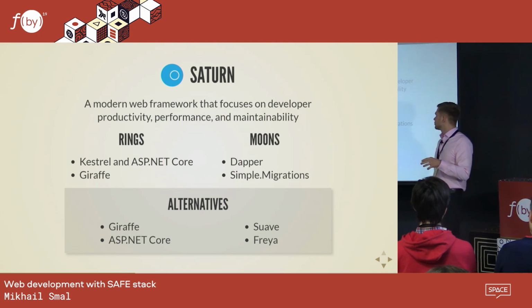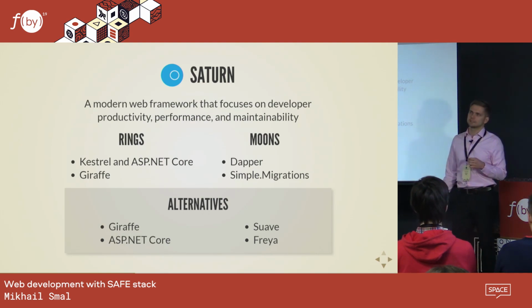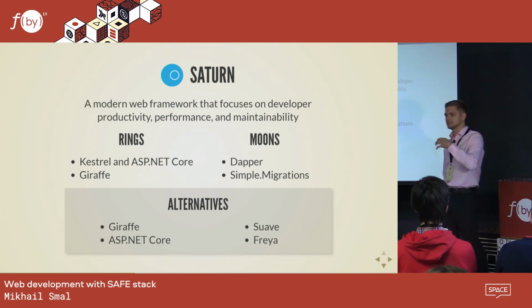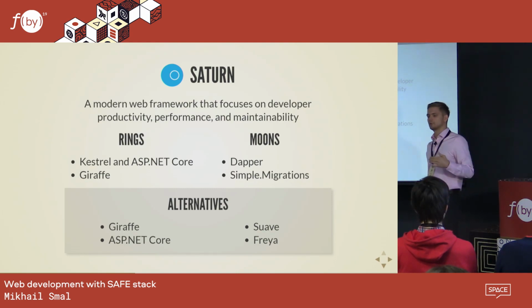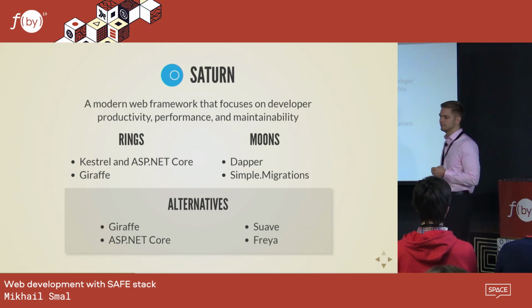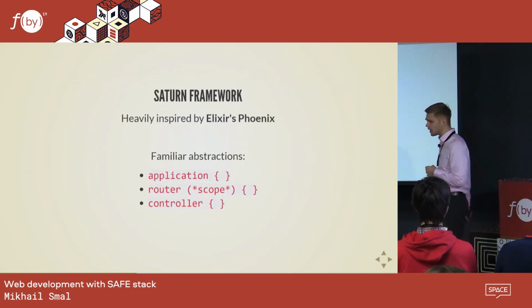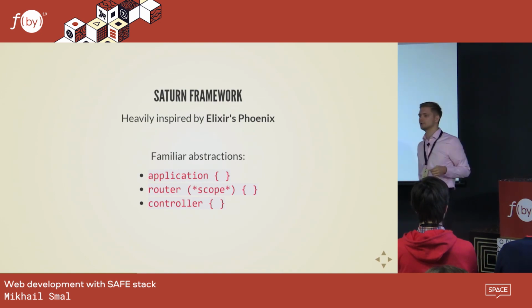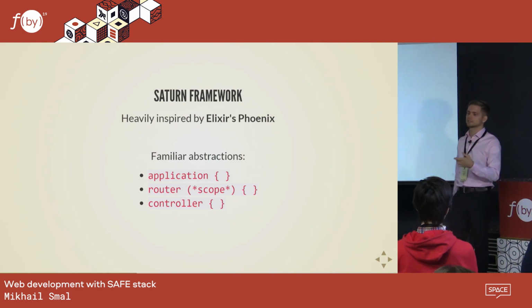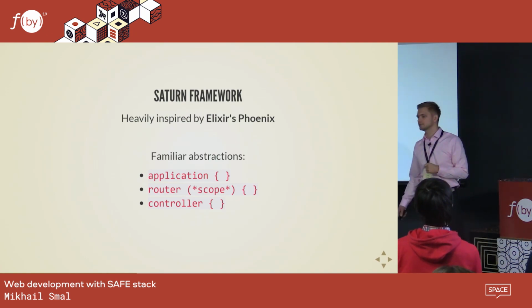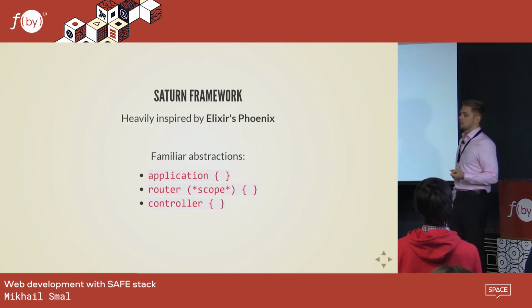One great thing about Saturn, or even Giraffe, is that it doesn't hide the underlying system like ASP.NET Core. It doesn't hide it from you. If you really need to fall back deeper and customize it somehow, you can do that easily with no issue, even deeper to Kestrel, the web server under the hood of ASP.NET Core. Some abstractions from Saturn might be familiar to those who work with Elixir, or Elixir's Phoenix framework, like application, scope, which is called router here, or controller.